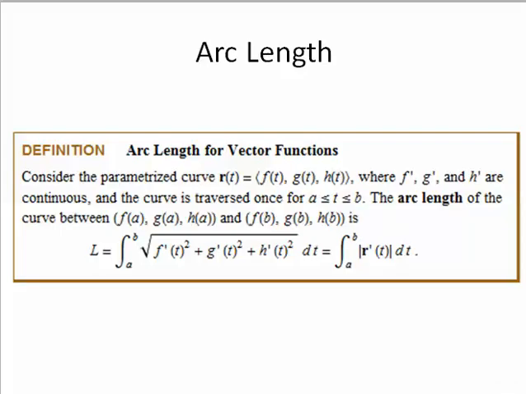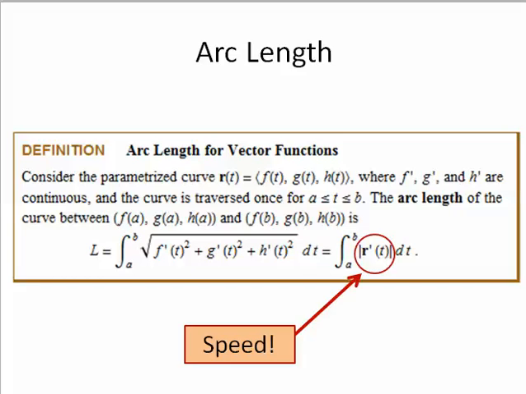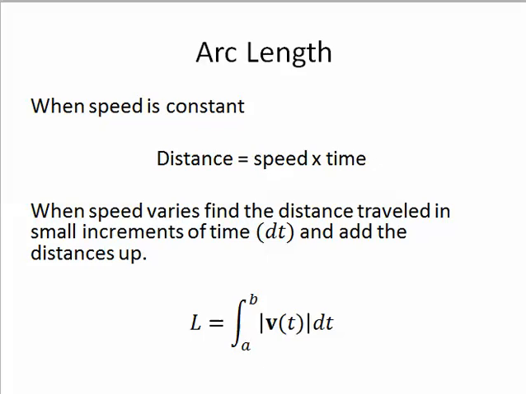We're given this definition of arc length, and notice that it involves speed. When speed is constant, we know that distance is the product of speed and time. If speed varies, then we can use the product of speed times a small increment of time. So for each increment of time, there will be a different speed. So we go speed times time for each of those increments and then add them up. That's an integral process.